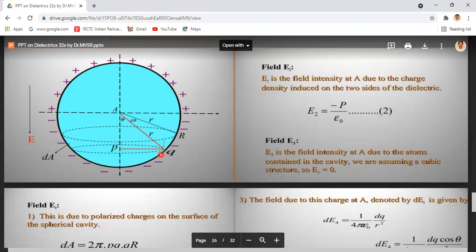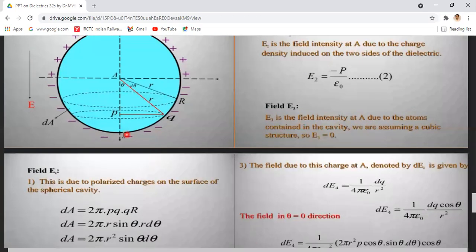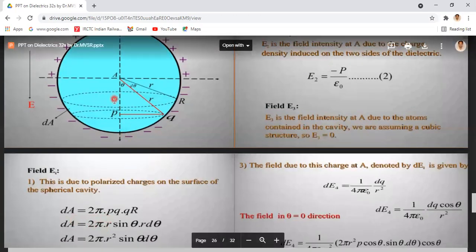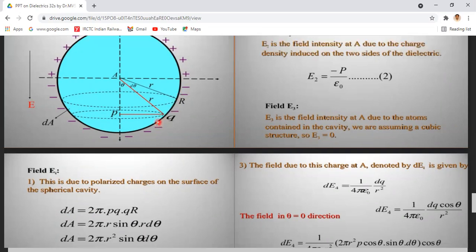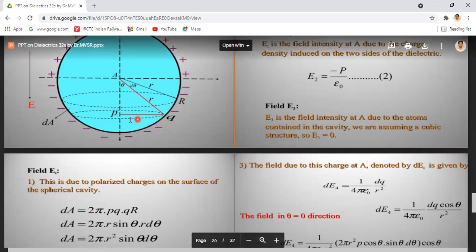This is dr, of course. So the circumference is 2 pi r. The area dA is, consider a small strip on this spherical cavity of area dA, which is equal to 2 pi into PQ into QR. Because 2 pi is here, PQ is nothing but here.